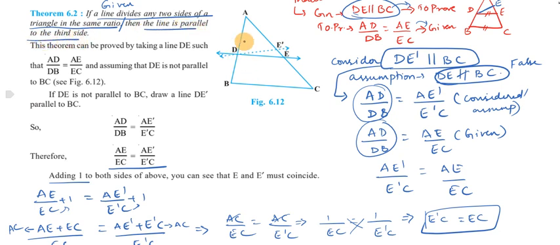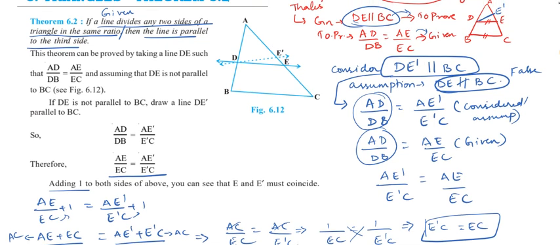Which line? The line which divides two sides of the triangle in the same ratio will be parallel to the third side. So I hope you have understood this video. Once again, listen through the video and please read through the textbook and try to understand. We'll meet you again in another video, children.